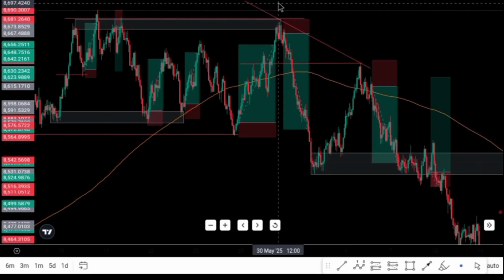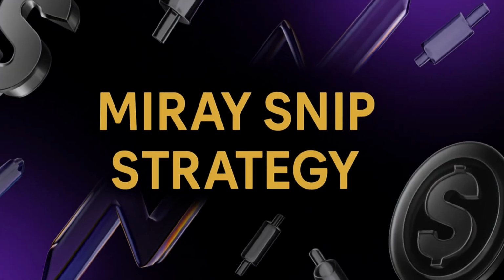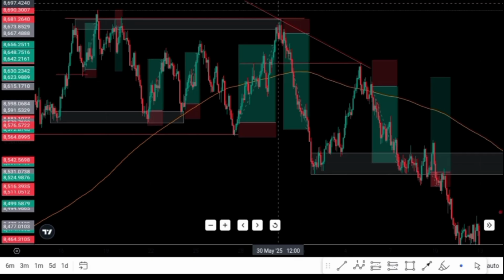In my teaching, I always tell my students to think in terms of confluence. That is stacking up multiple signals and confirmations, so you don't rely on just one thing. That's why I built the Mirror Snipe strategy. To apply it correctly, you must include confluence. It works well with confluence. So it's not just about luck that I catch all these trades accurately. It's about alignment, multiple confirmations before making a move.